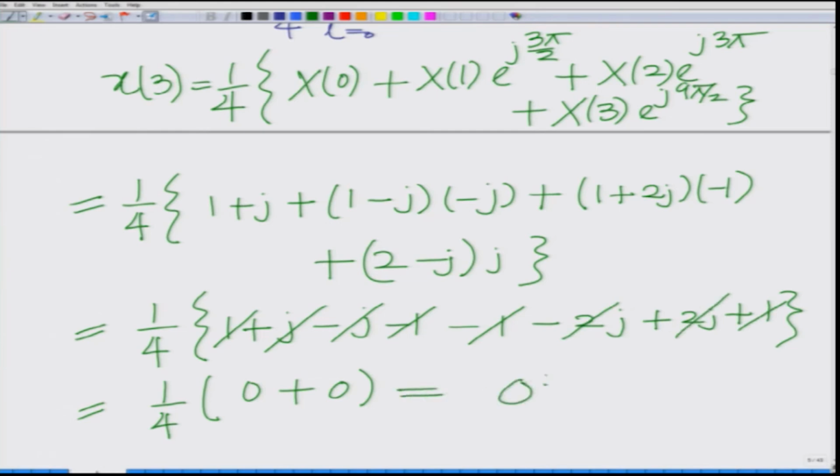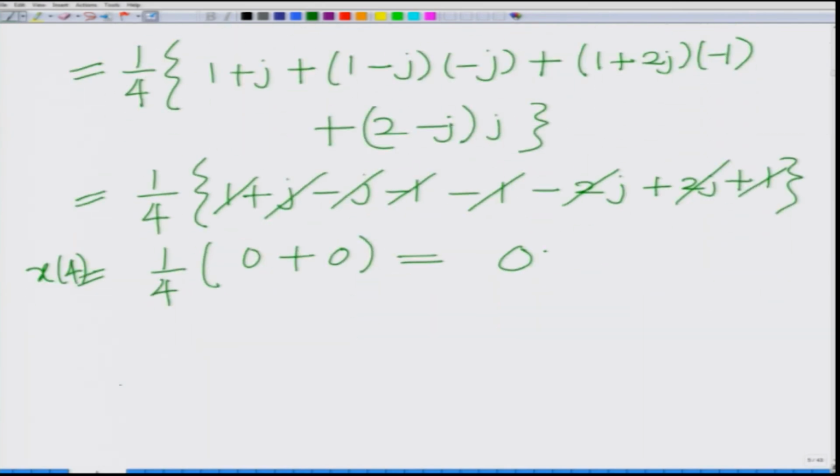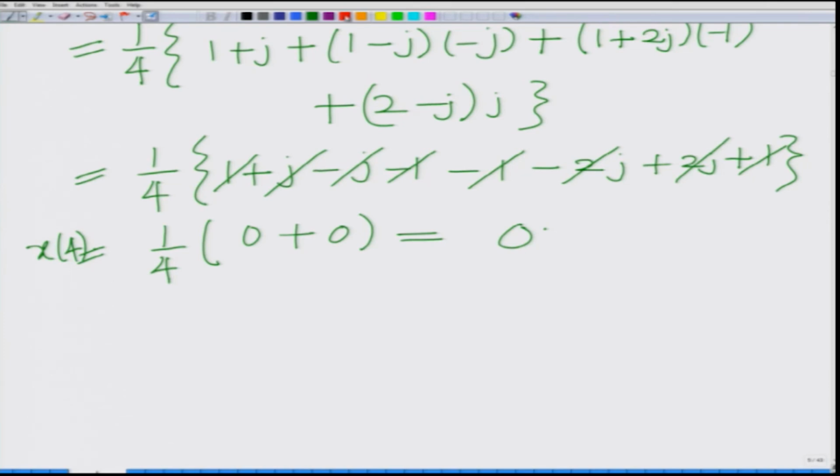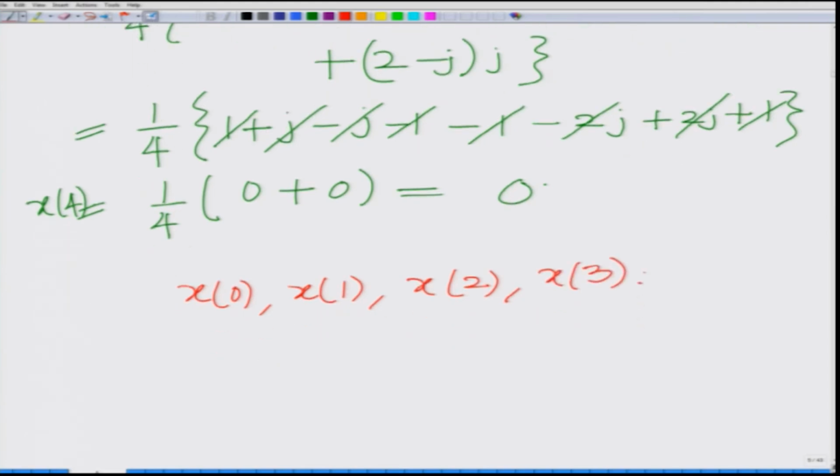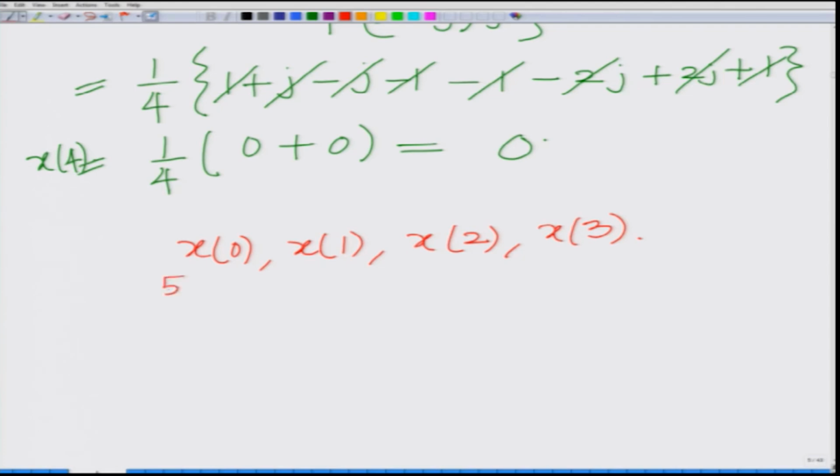So, what you have is 0, and this is basically your x of 4. Let me summarize what you have. You have the transmitted samples in the time domain, which are given as x0, x1, x2, x3. Now let me write down the values that we have computed: 5 by 4 plus 1 by 4 j, minus half j, minus 1 by 4 plus 5 by 4 j, 0, this is x3.